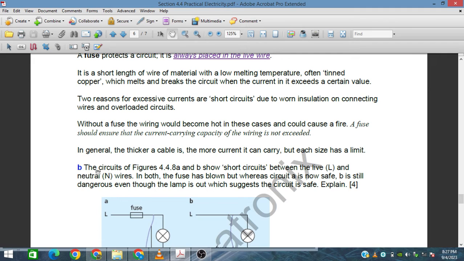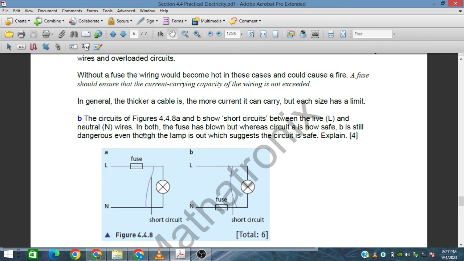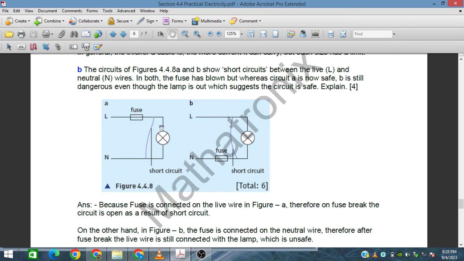Part B, the circuits of figures 4.48a and b show a short circuit between the live and the neutral wire. In both, the fuse has blown, but circuit A is now safe whereas B is still dangerous, even though the lamp is out, which suggests the circuit is safe. Explain. So here we have these 2 circuits.